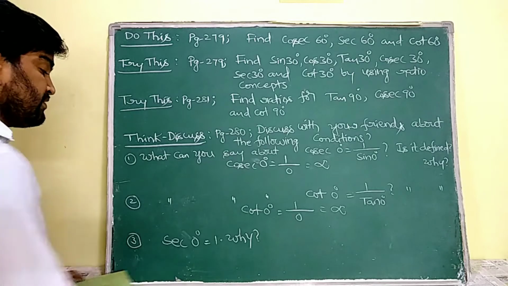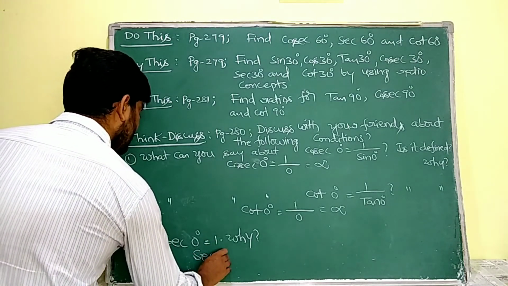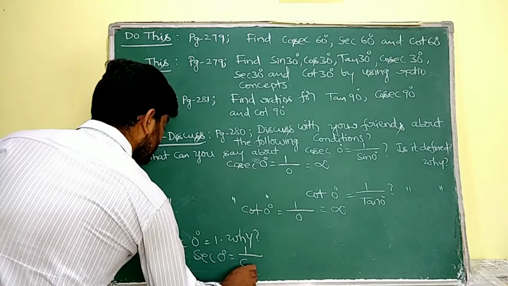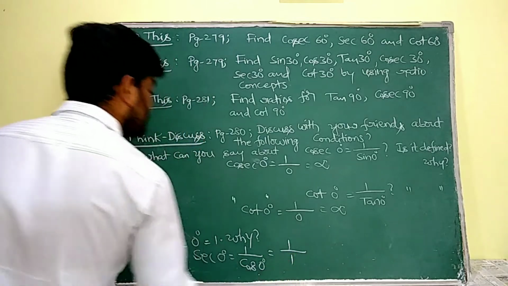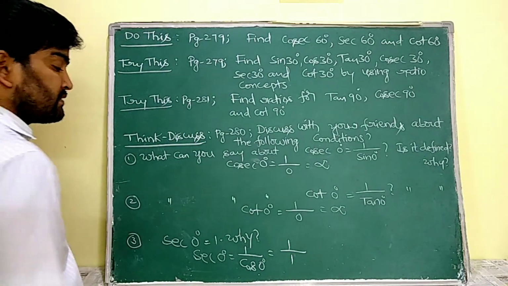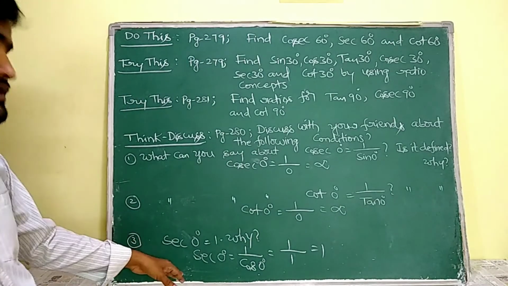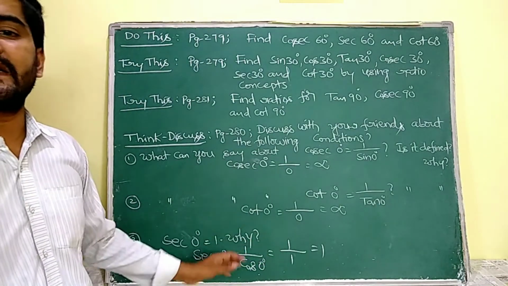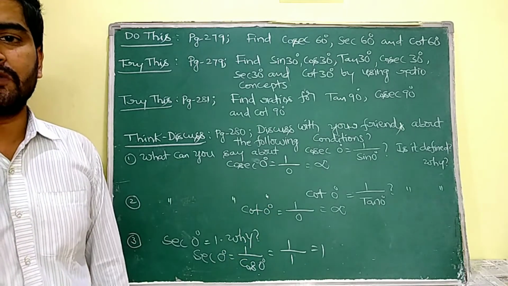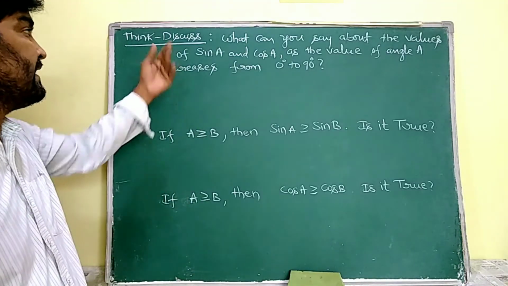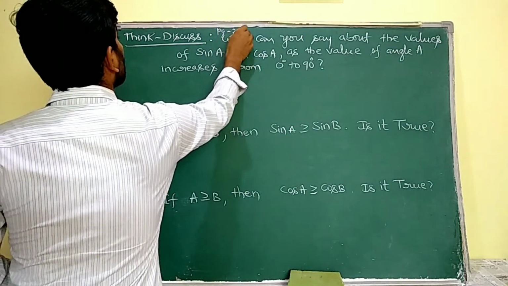Now secant 0 is equal to 1. Why? We know that secant 0 degree is equal to 1 by cos 0. Cos 0 value is 1. So 1 by 1 is equal to 1. So yes, secant 0 is equal to 1 because secant 0 is 1 by cos 0 and cos 0 is 1. So 1 by 1 is equal to 1 ma.